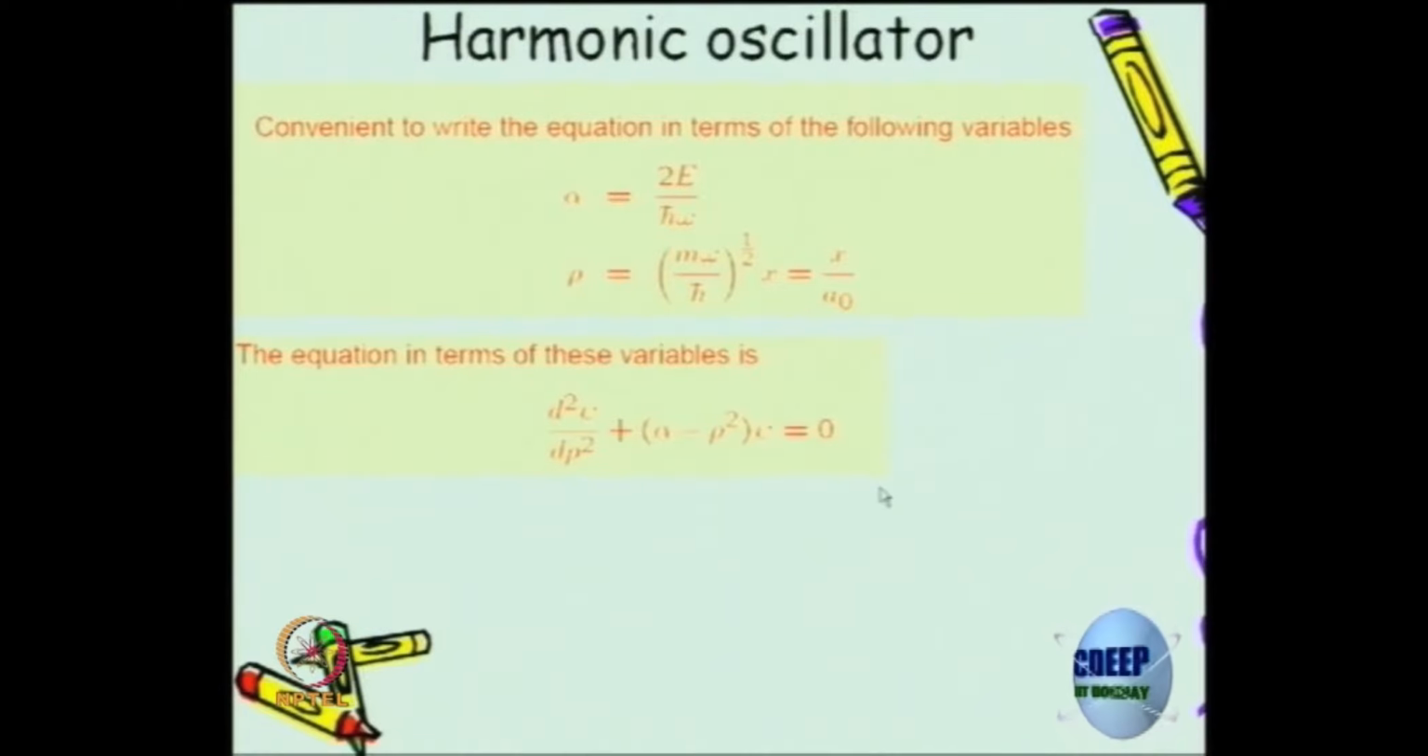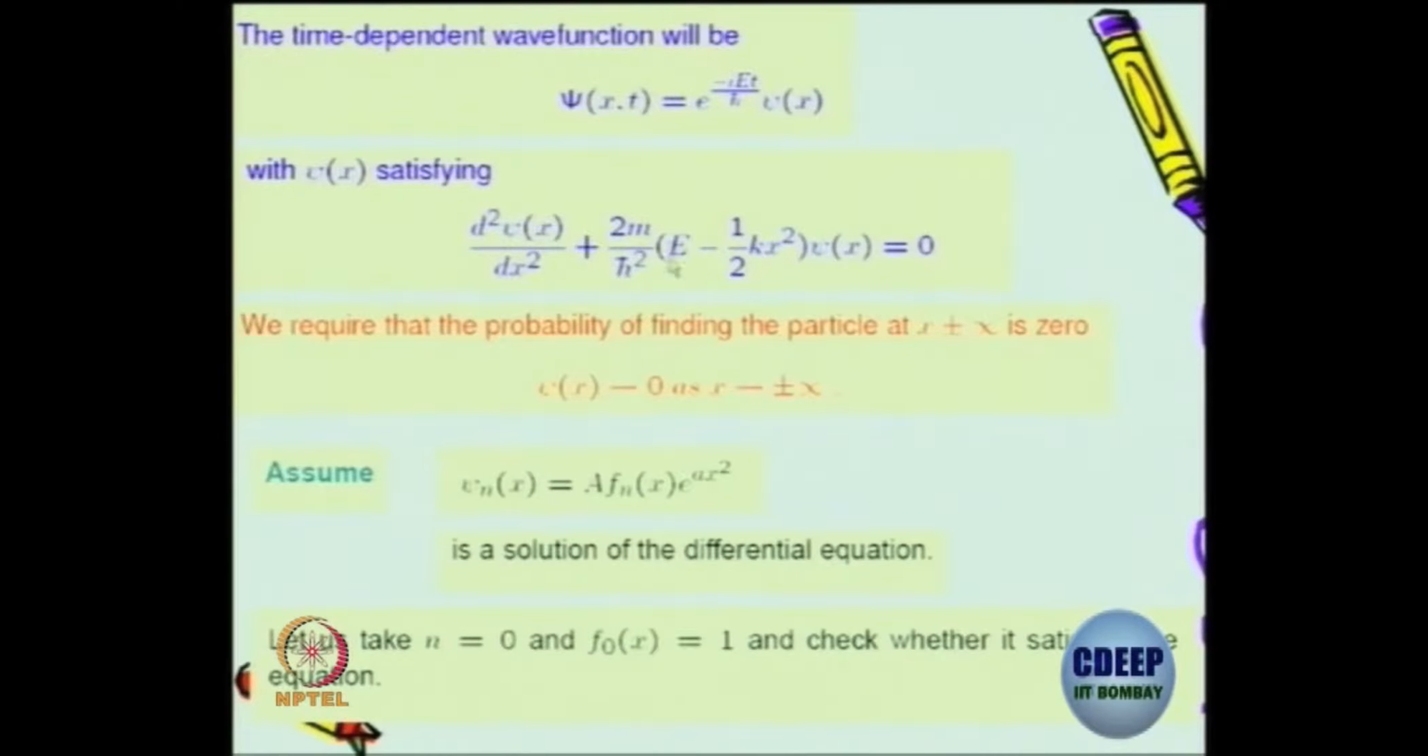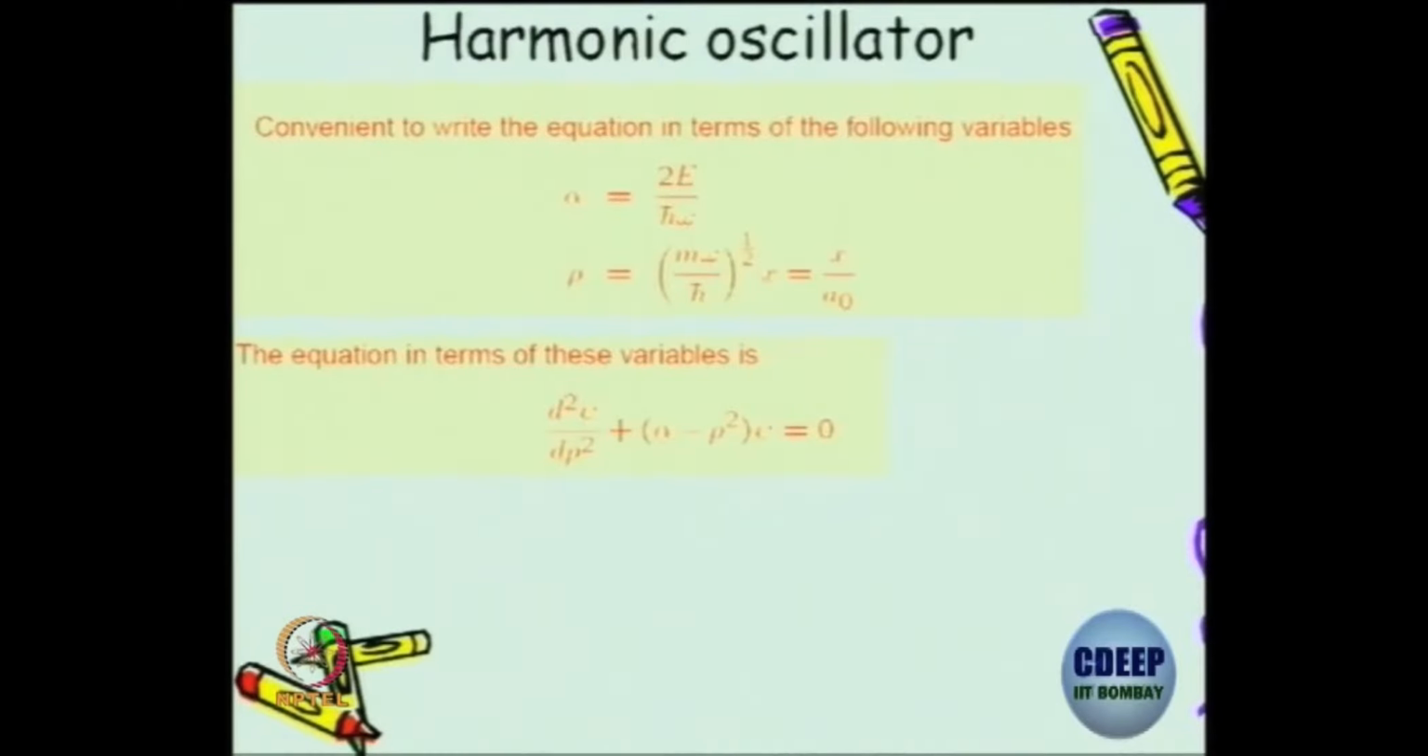Please verify this from the previous slide. Here it is E and also x. Convert them into the rho variable and instead of E, use the alpha variable and rewrite that equation. Please do this, okay. So the equation becomes simplified to be of this form. We are doing it for the lowest, n equal to 0, which we will call the ground state.